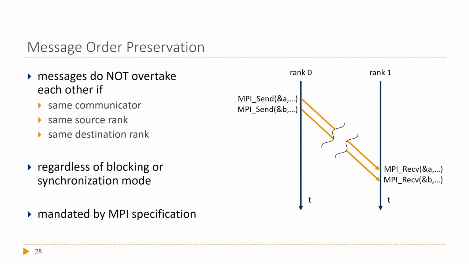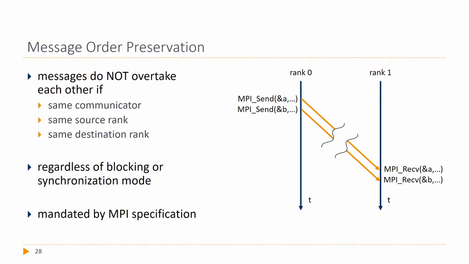Anyway, message order preservation, the last thing for point-to-point. Message order preservation is a really important concept of MPI. It means that messages cannot overtake each other if there are several requirements. The send operations need to have, because we're talking about send operations overtaking, the same communicator, the same source rank, and the same destination rank, which just means you identify uniquely that you're actually communicating to the same process.